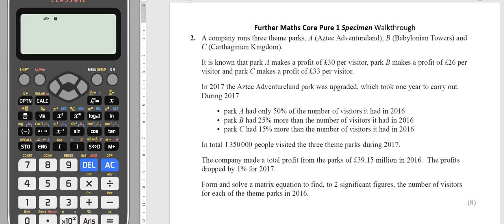Edexcel Further Maths Core Pure 1 Specimen Paper, Question 2. This is a fairly wordy question, and if you glance down, you'll find that there is one question in all of this text, and it's worth 8 marks.